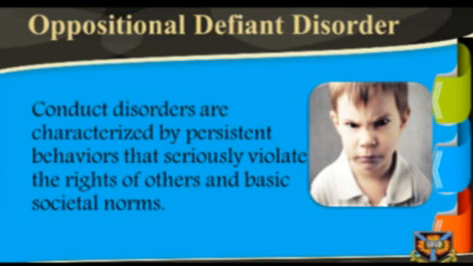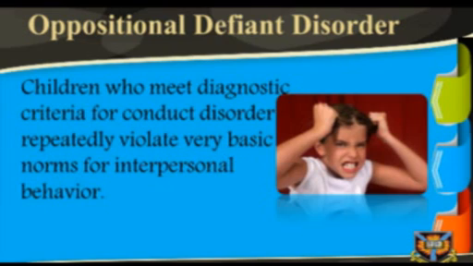Conduct disorders are characterized by persistent behaviors that seriously violate the rights of others and basic societal norms. Children with conduct disorder often get in trouble with the law, and some become career criminals. Children who meet diagnostic criteria for conduct disorder repeatedly violate very basic norms for interpersonal behavior. They are often physically aggressive and cruel to others. They may habitually lie and cheat.